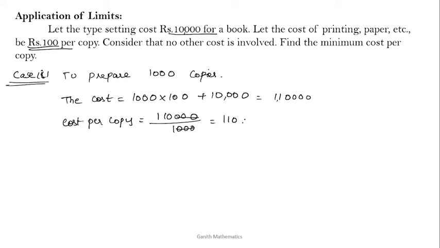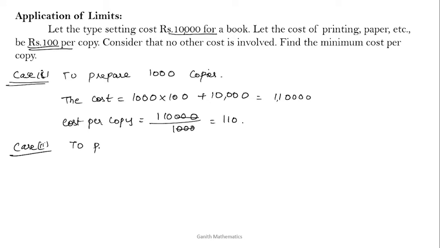So if we are producing 1000 copies of the same book, the typesetting cost will remain the same, that is 10,000, and we are producing 1000 copies. So we must sell the copy at 110 rupees minimum cost. Suppose I am producing 5,000 copies. Case 2.